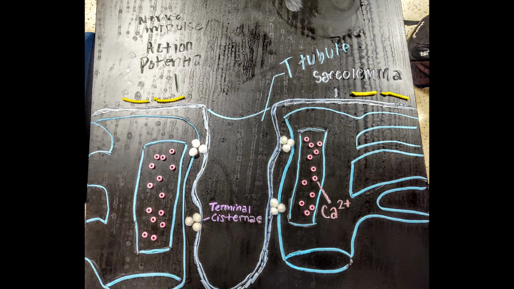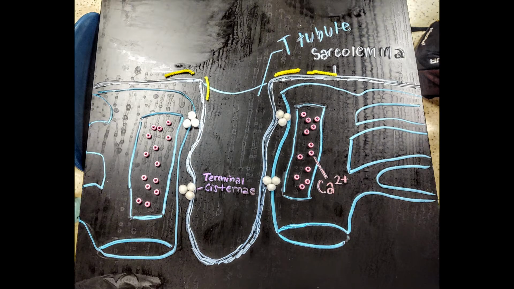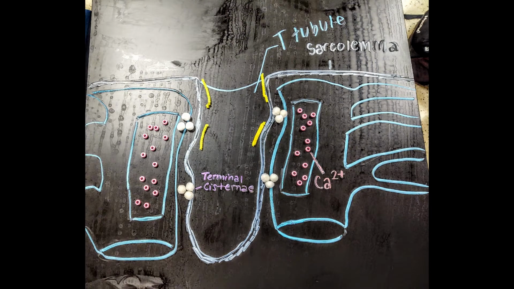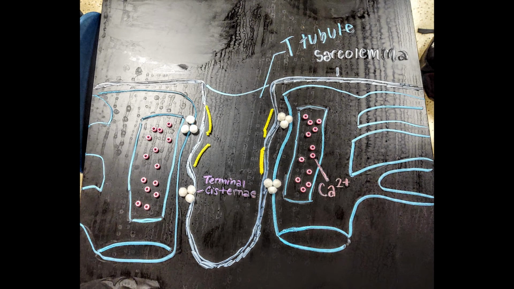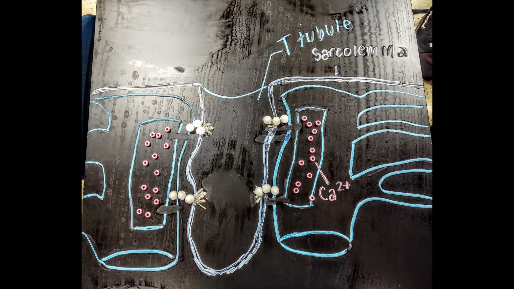The action potential travels down the T tubules, which are associated with the sarcoplasmic reticulum. The sarcoplasmic reticulum is the blue tube or branch-shaped structures, and the T tubule is in between. This action potential affects the terminal cisternae of the sarcoplasmic reticulum.